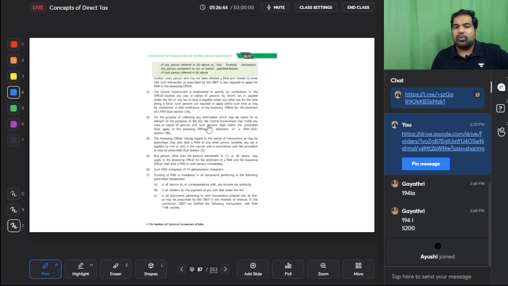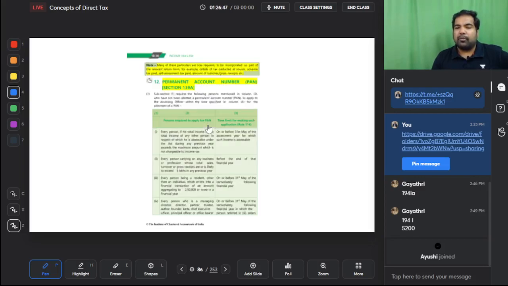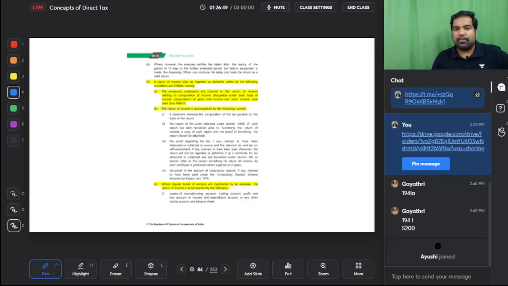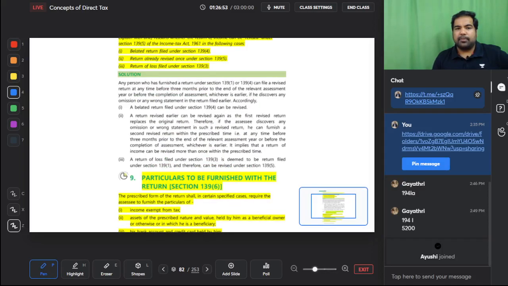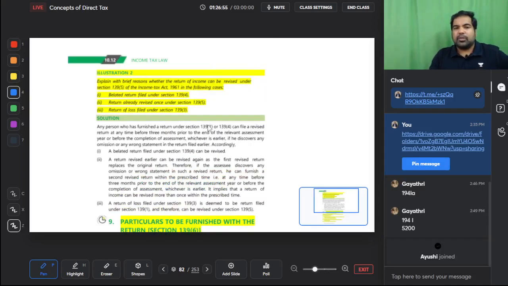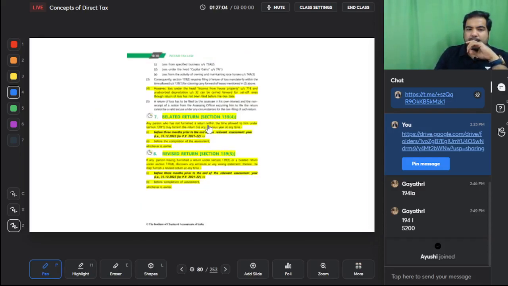Remember, this is new. Revision and belated return filing time has been reduced by 3 months. Those can be definite questions in the exam because they are new and have changed recently. Explain with brief reason whether the return of income can be revised. Belated return, already revised return, return of loss: any return can be revised till 31st December and any number of times.